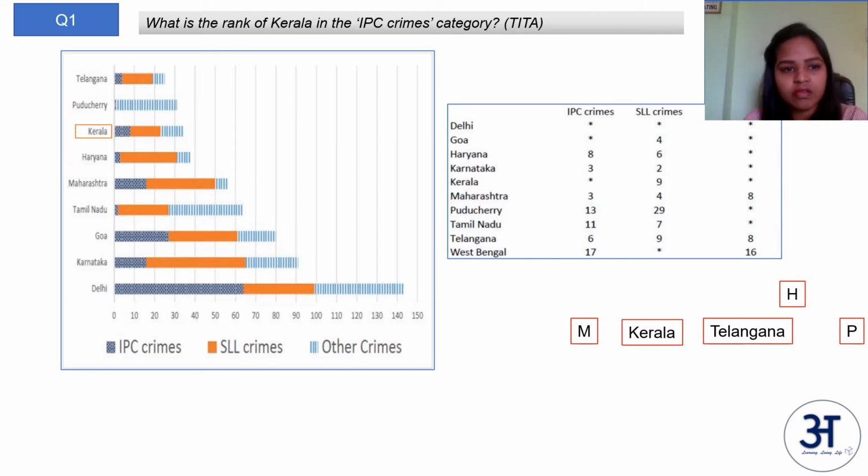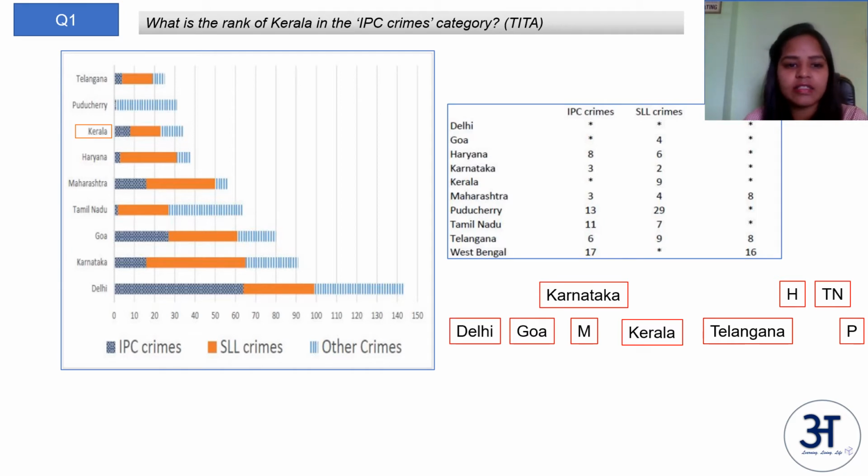Then Maharashtra, it is definitely greater than Kerala. Tamil Nadu, again lesser than Haryana and greater than Pondicherry. Then let's look at Goa. It is clearly greater than Maharashtra. Then we have Karnataka. Karnataka is somewhat equal to Maharashtra, so I kept it in the same place. And Delhi is the greatest.